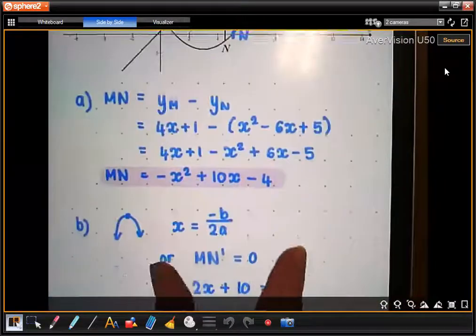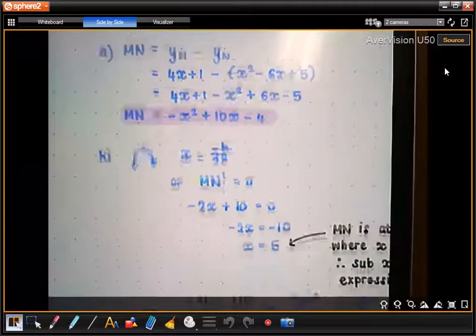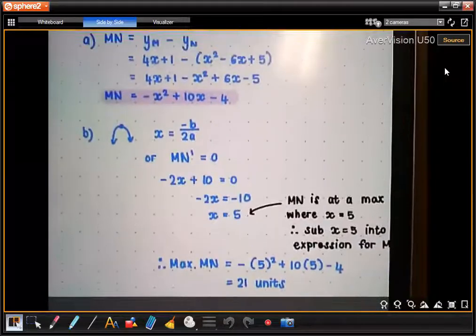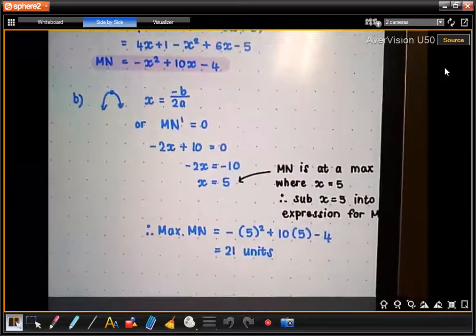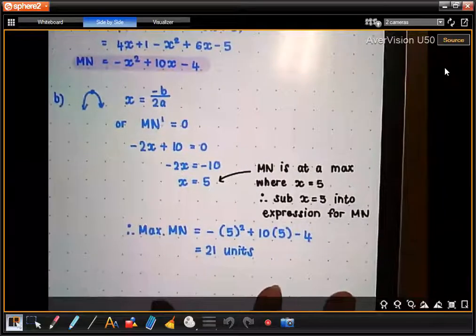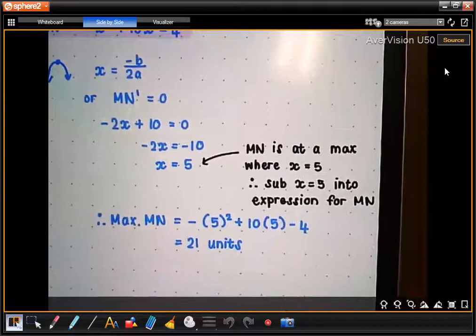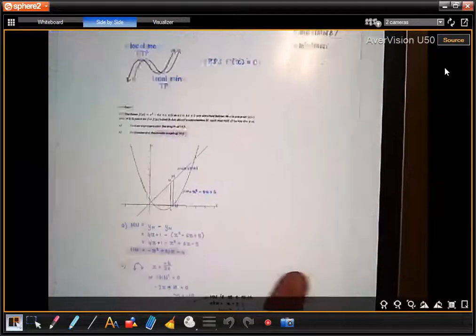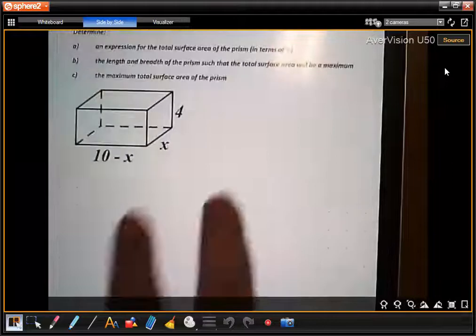All right, any questions on this, guys? I know it is tricky and it's a new concept, so let me know if you have any questions. We are going to do a different example now, not using graphs, but also maximum minimum. Are there any questions on this at this point? Okay, let's do the next one.